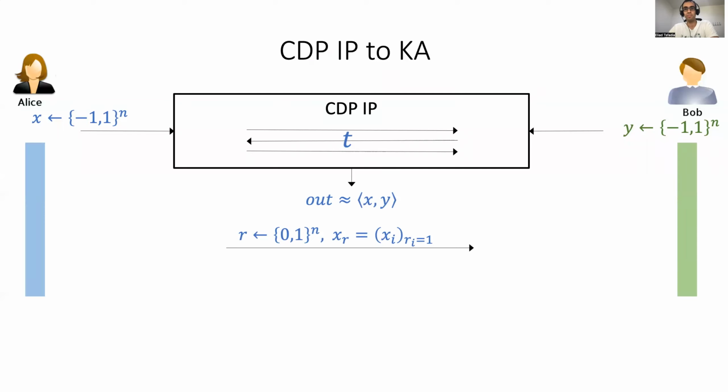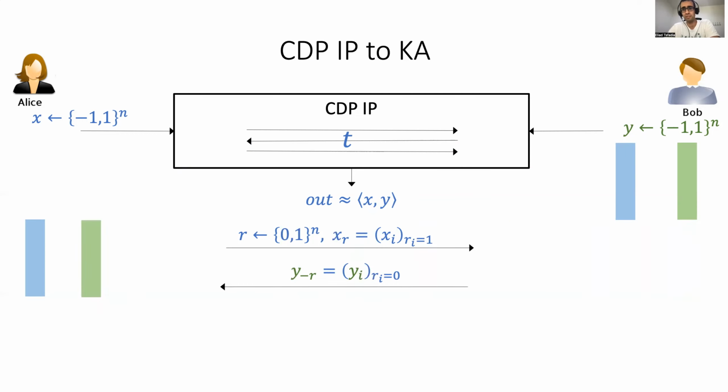Alice then chooses a random string R, and sends it to Bob along with X_R, which is all the X_i's where R_i equals 1. Up to rearranging the coordinates, we can think that Alice basically sends the first half of X. Bob then sends Y_minus-R, which is all the Y_i's where R_i equals 0. Namely, up to the rearranging, Bob sends the second half of his database Y. Now, Bob can compute the inner product of X_R and Y_R, and Alice can compute the inner product of X_minus-R and Y_minus-R.